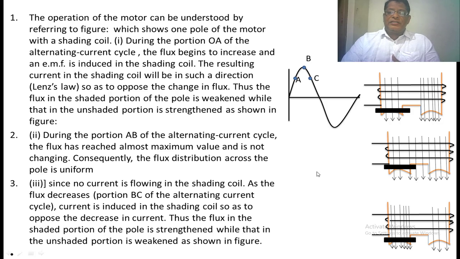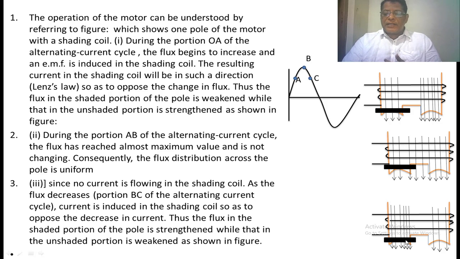Now come to the third case. From B to C, the current is decreasing. There is a rate of change of flux linkage with the copper coil. Again, a voltage will be induced in the copper coil, which causes a circulating current through the copper coil.